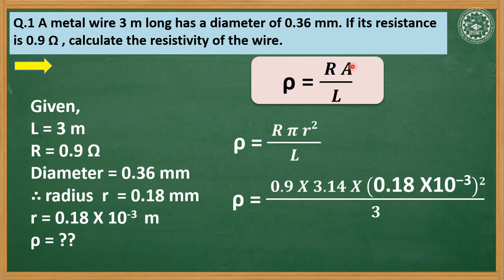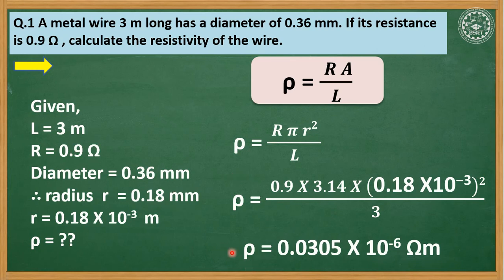Cross sectional area A is not given in the example, but we can calculate this cross sectional area with the formula pi r square. So we have put the values in the formula, and the value of specific resistance comes out 0.0305 into 10 raised to minus 6, and the SI unit of specific resistance is ohm meter. So in this way you can solve the example.